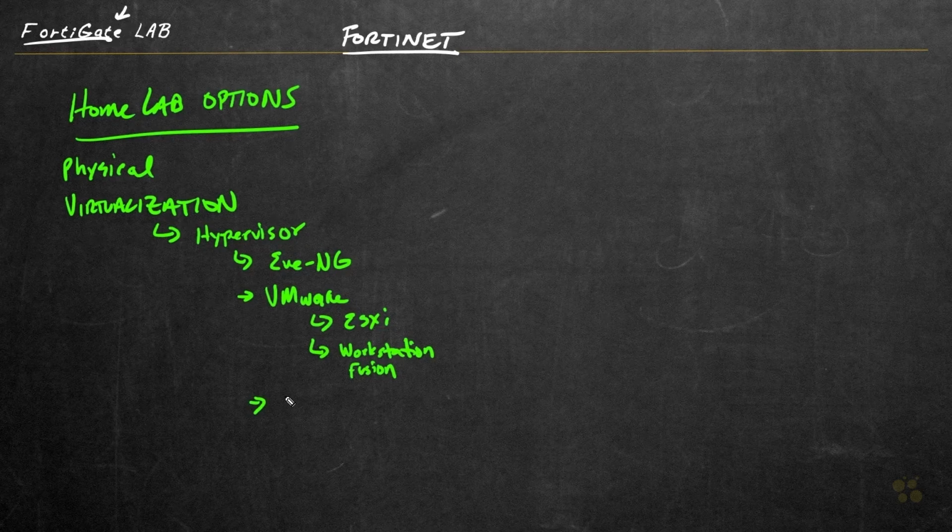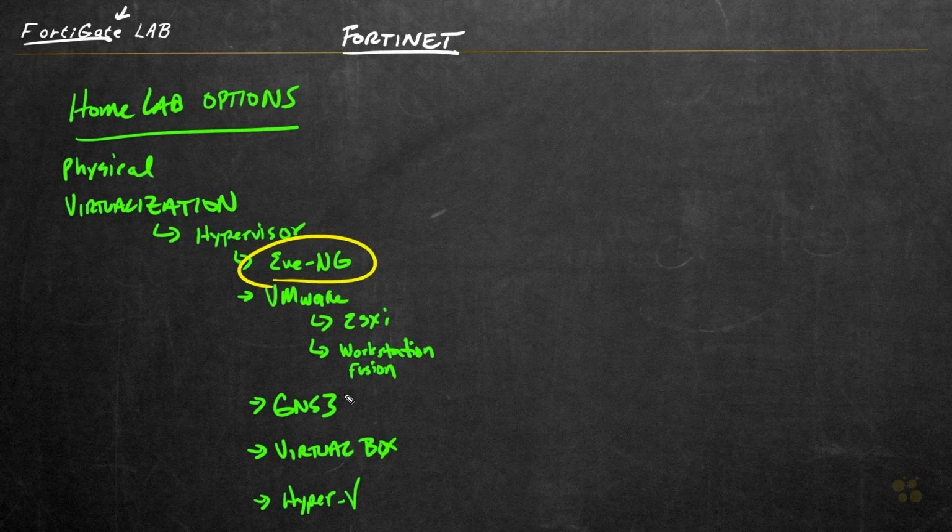Another option for virtualization would be to use GNS3. And then yet another virtualization option would be to use VirtualBox. And also on this list, we could use Hyper-V from Microsoft. Now, one thing about these virtualized environments is that they're not all set up exactly the same. Each one has its own little quirks and tweaks. So in this set of videos, I'm going to focus on EVE-NG, and I'll have separate sets of videos regarding one or two other options here as well.